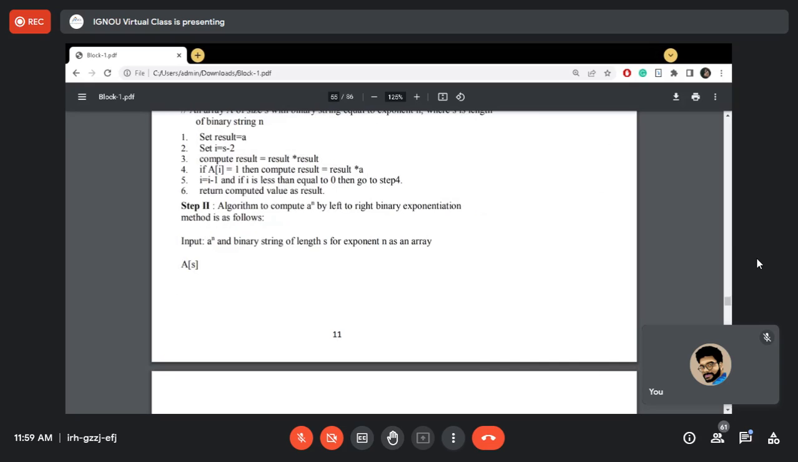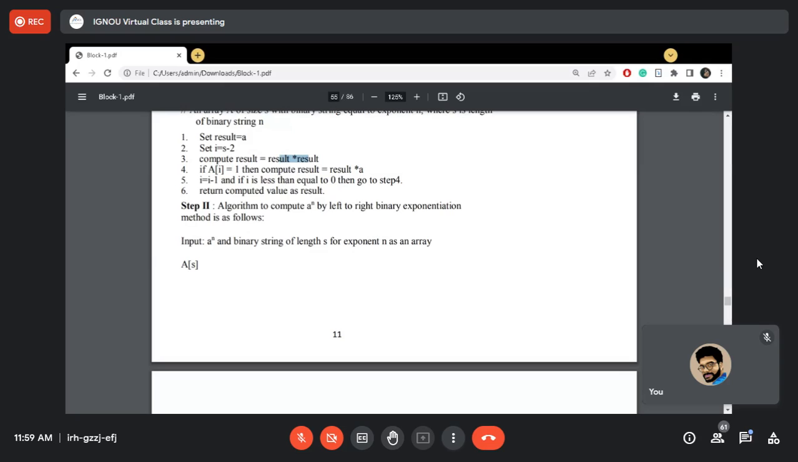Now the next step is you have to compute the result. How do you write the result? If I need 2 to the power 4, what should I do? I have to multiply 2 into 2 first. When I get the 2 to the power 2 value, I multiply it again by 2 to the power 2 and get 2 to the power 4. That's why they wrote result into result and assigned that value to result again.